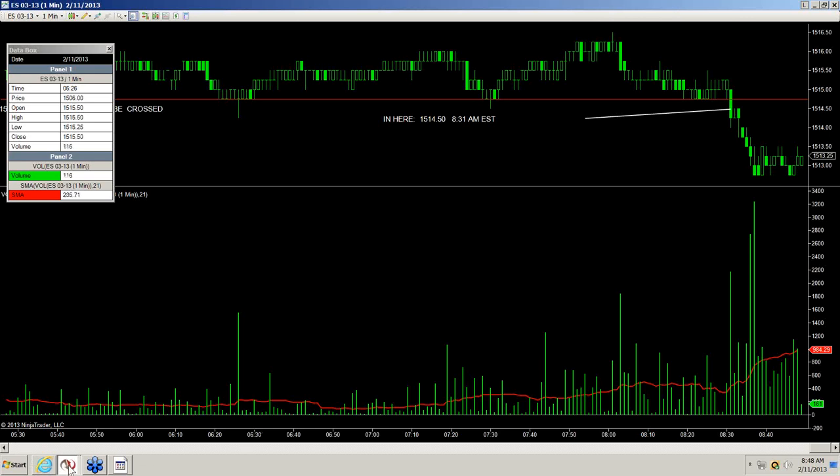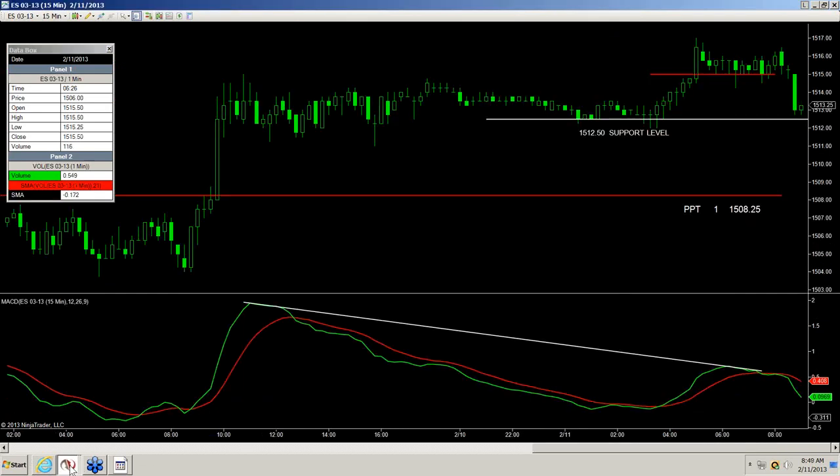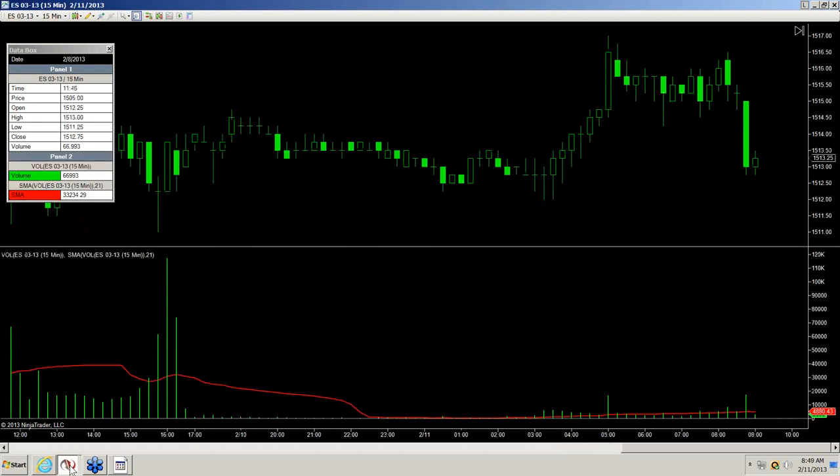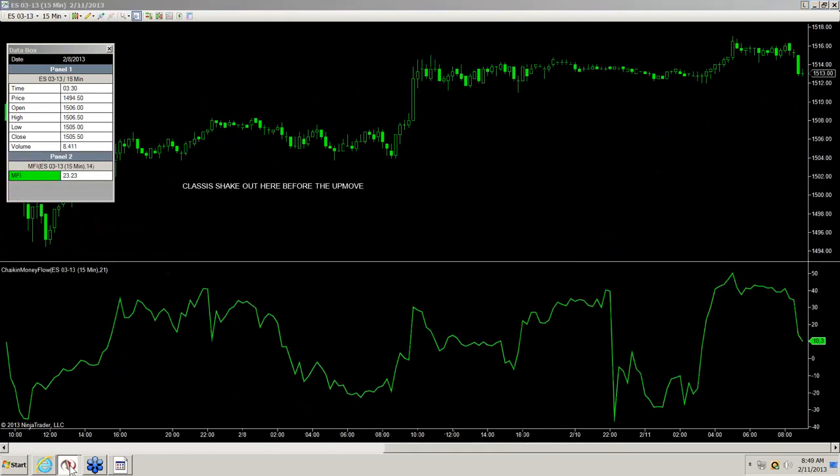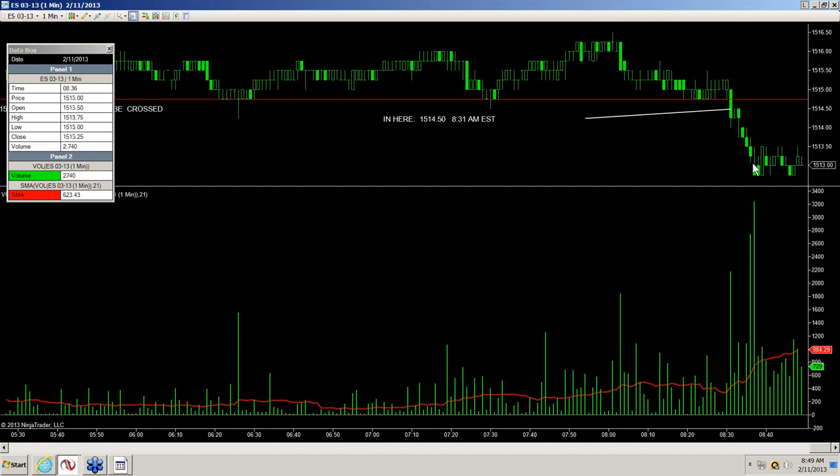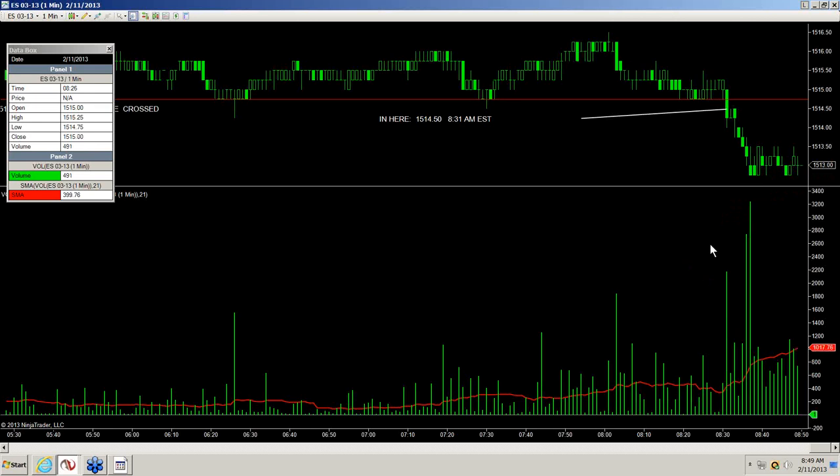Let's see what the 15-minute indicators have to say. Okay, we've got some up movement here now on this as well. 1513, I'm getting out of this trade real soon. 1512.75, come on. 1512.75, out of the trade. 1512.75, confirmed out of this trade.